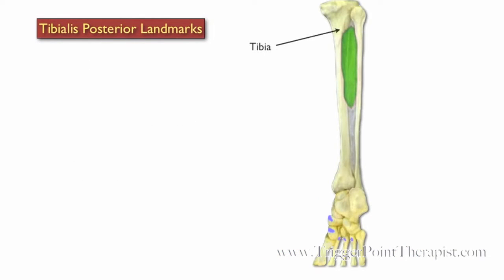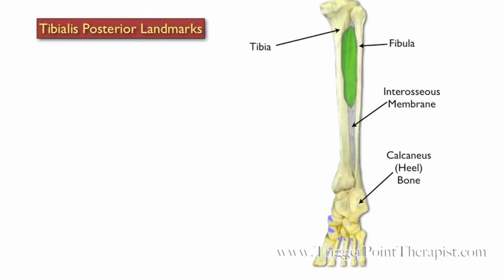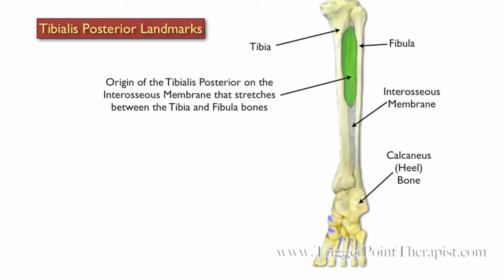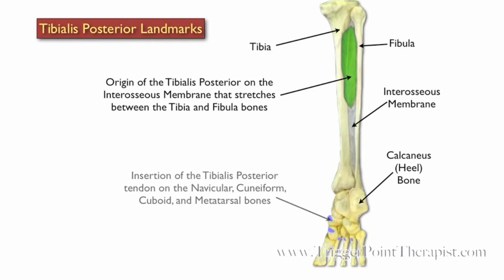Here are the landmarks for the tibialis posterior. First we have the tibia and the fibula, the interosseous membrane, and lastly the calcaneus or heel bone. The tib posterior originates on the interosseous membrane that stretches between the tibia and the fibula, and it inserts on the tendon of the navicular, cuneiform, cuboid, and metatarsal bones.